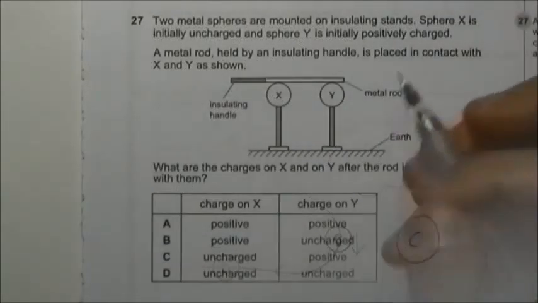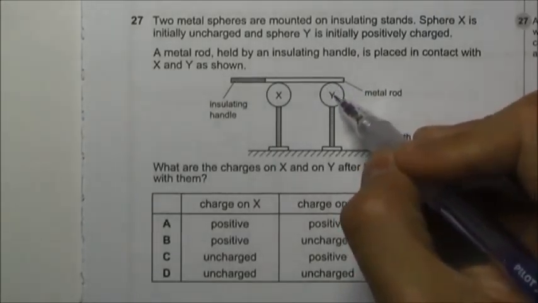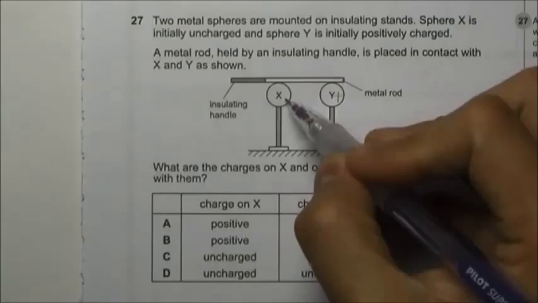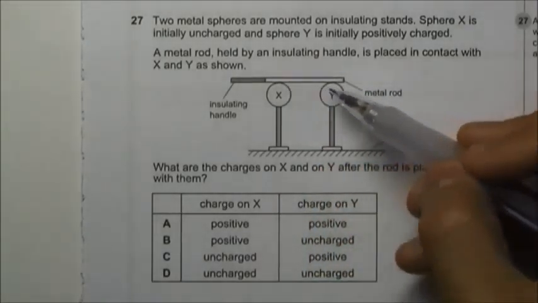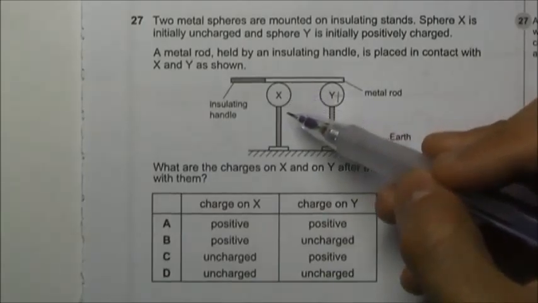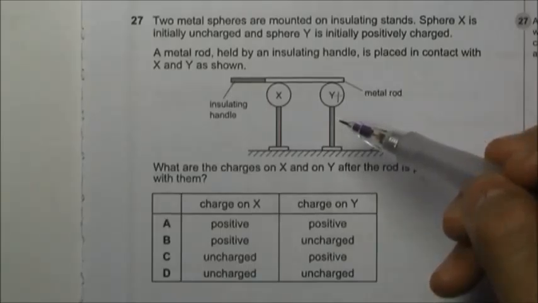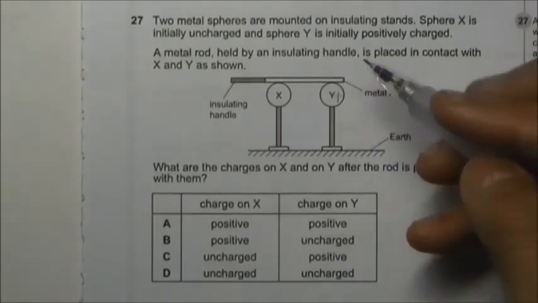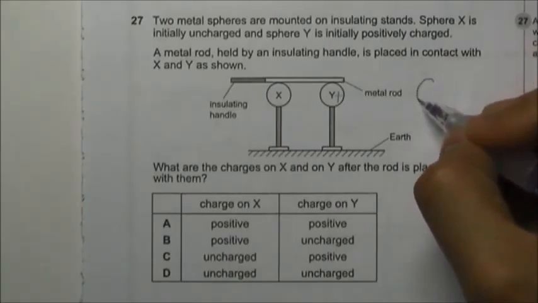Okay, in this question, sphere Y is positively charged and sphere X is neutral. They are connected by a metal rod, so we are expecting to see some flow of electrons, and we have to come up with the final charges on X and Y. So with this we can look at the charge movement.